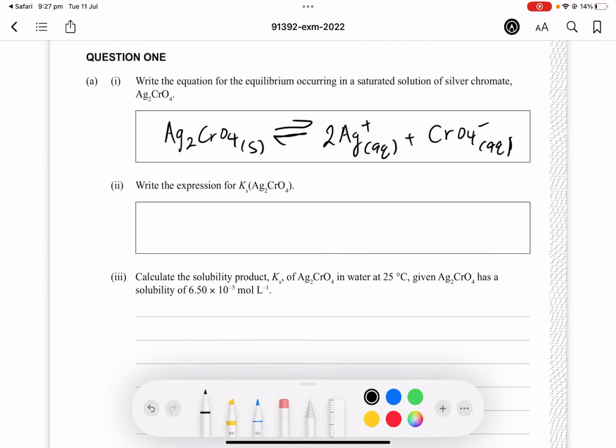And now we want to write the expression for the solubility product, Ks, of silver chromate. In this case, Ks is equal to, we have a coefficient of 2 in front of the Ag+, so that's going to be the concentration of Ag+ ions squared, multiplied by the concentration of CrO4 minus. And since Ag2CrO4 is in the solid state, we won't consider that in our expression for the Ks. So our expression for the Ks is simply the concentration of Ag+ squared, multiplied by the concentration of CrO4 minus.